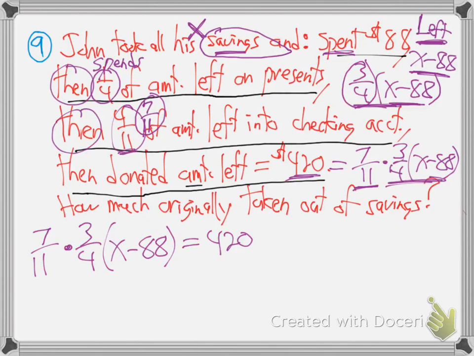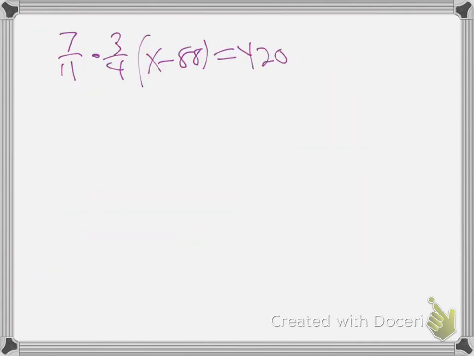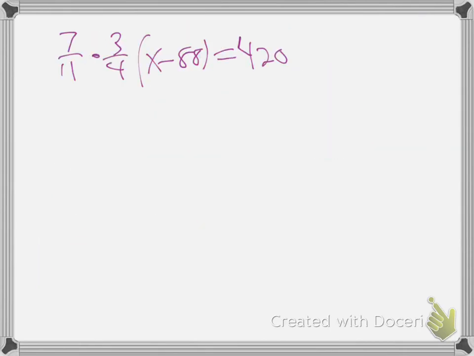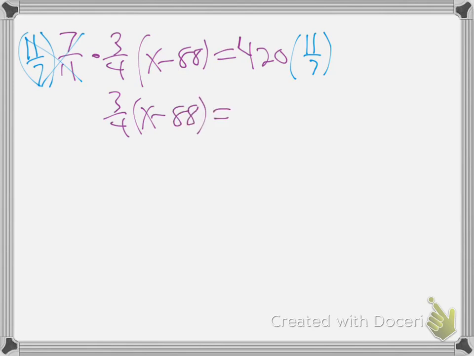So 7/11 times 3/4 times (X minus 88) equals 420. Right, we get that? Okay, now we've got to solve for X. How do we solve for X? We basically work our way down to X. Start by getting rid of this 7/11: multiply by 11 over 7 on both sides. Cancels, cancels. We come on down. 3/4 times (X minus 88). Use your calculator. That'll come out, I believe, to 660.